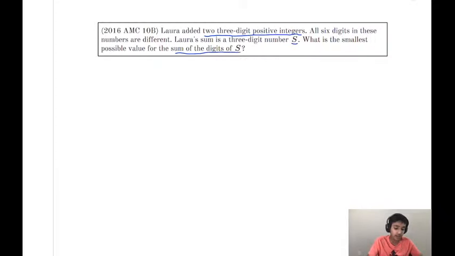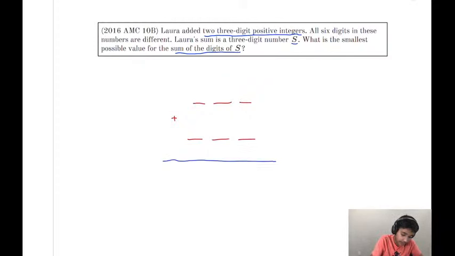Sum of the digits. Okay, this is a little bit different from the previous AMC 8 problem where we had to maximize the sum. It's a variation of it. So let's see what we can actually do. So we have a 3-digit number plus another 3-digit number, and we're adding them together to get another 3-digit number, we're told.